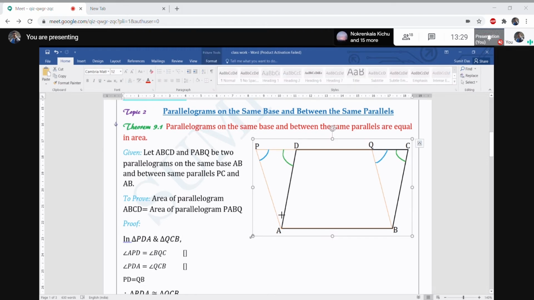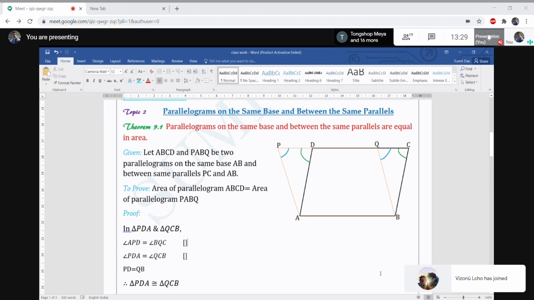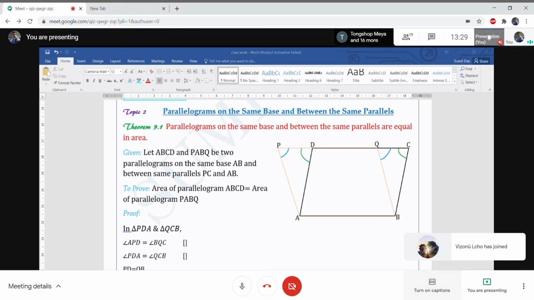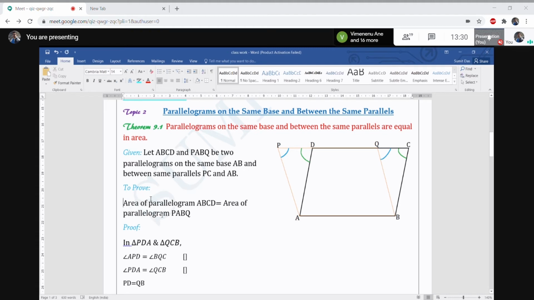We are taking that let ABCD and PABQ be two parallelograms on the same base AB and between the same parallel lines PC and AB. That is what is given, that I just wrote. Then we have to prove that the area of parallelogram ABCD and the area of parallelogram PABQ are equal. That is what we have to prove. Okay, let's come to the proof.